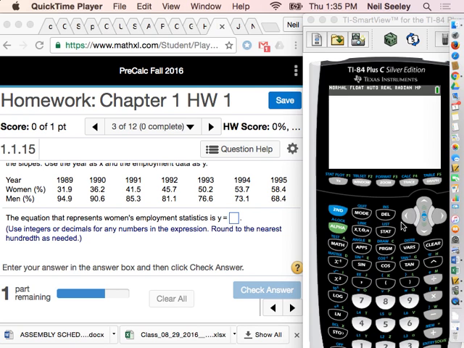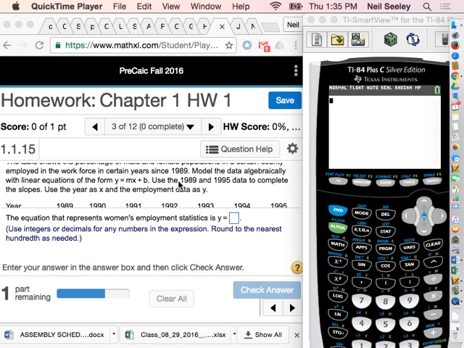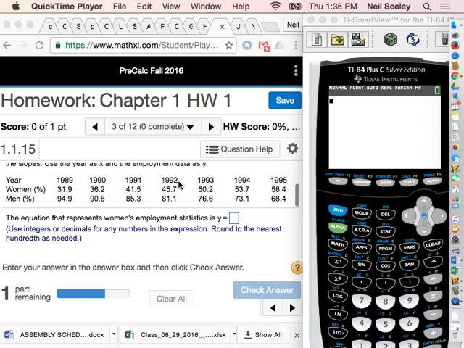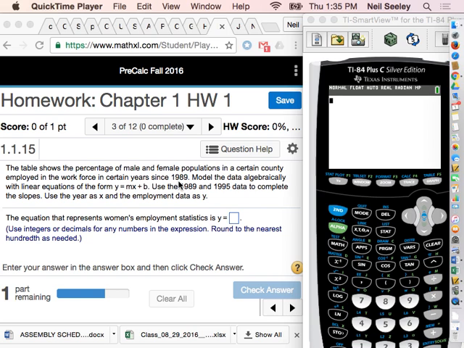Here is number 3. And the way I would tackle it is first read the directions carefully, because I didn't do that this morning. Somebody came in asking for help on this, and I said, hey, let's put it in your calculator. Got all excited. And I even read the directions, I thought carefully, because it says in here, this table is male and female populations in a certain county employed in the workforce in certain years since 1989. And "since 1989" is important because it indicates that 1989 will be time 0, because 1989 is 0 years since. And then each year after that is how many years since 1989. So they're very low numbers.